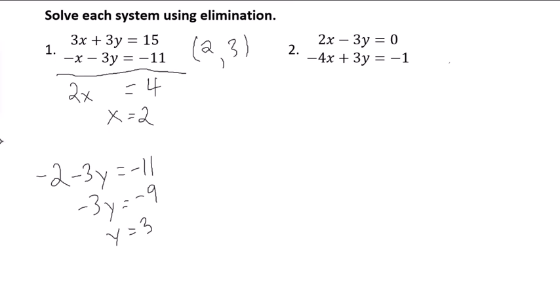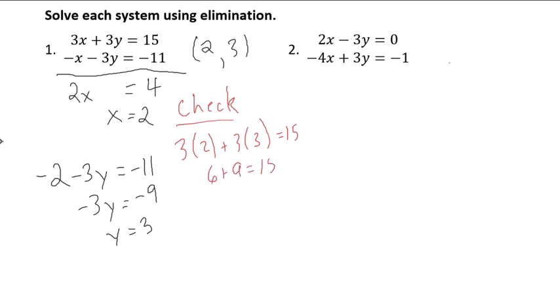And it is always recommended that you do check your work. Since we used the second equation to generate the y, we should just check using the first equation. So 3 times 2 plus 3 times 3 needs to equal 15. 6 plus 9 does in fact equal 15. So we can be 100% confident that that answer is correct. All right, let's look at our next example.